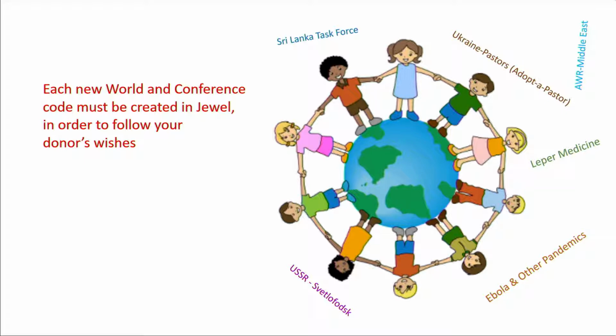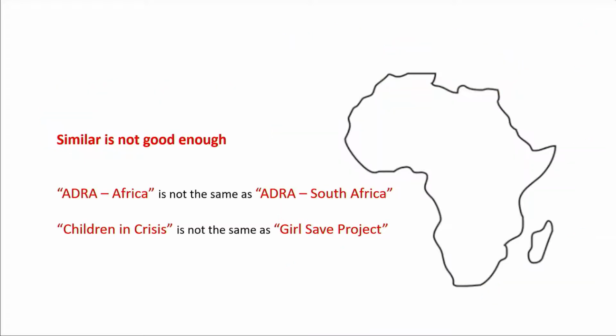All of those world and conference codes have assigned names and numbers, and they're not interchangeable, which means that similar is not good enough. ADRA Africa is not the same as ADRA South Africa. Children in Crisis is not the same as Girl Save Project or Africa Orphans.